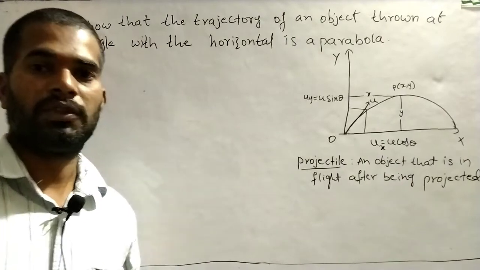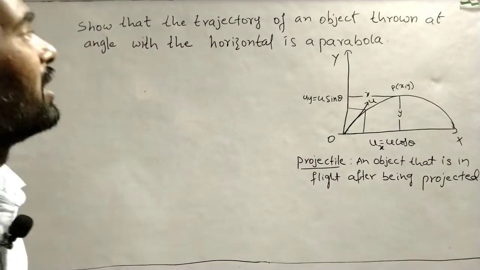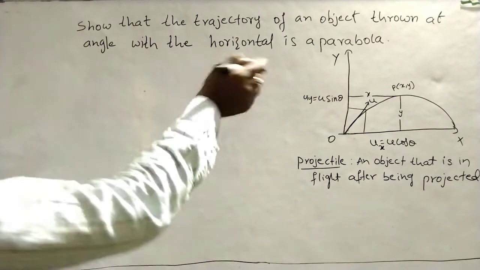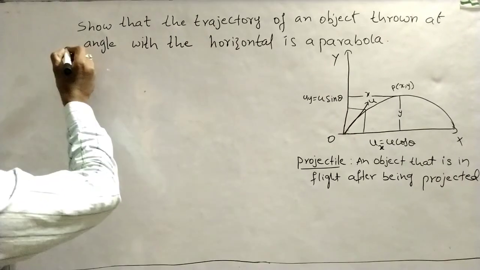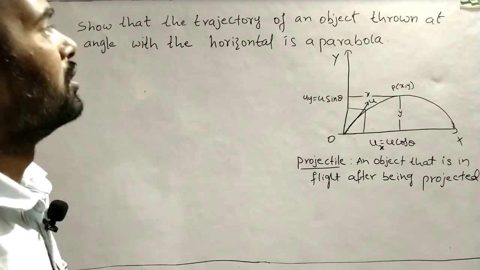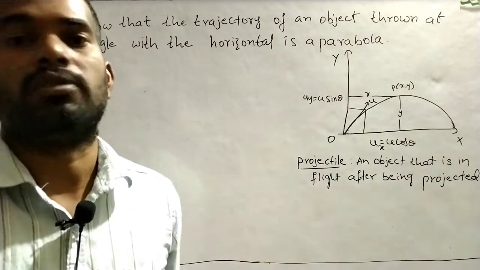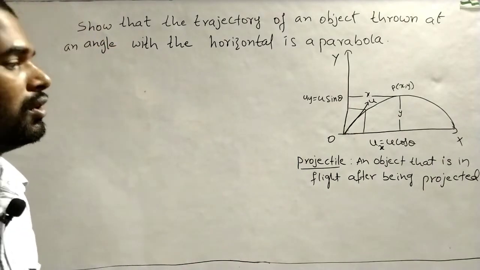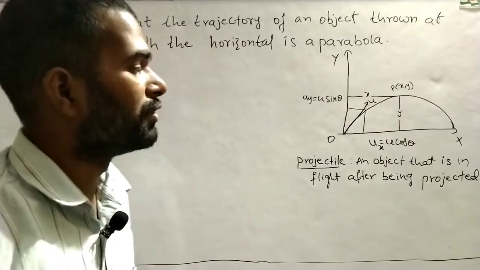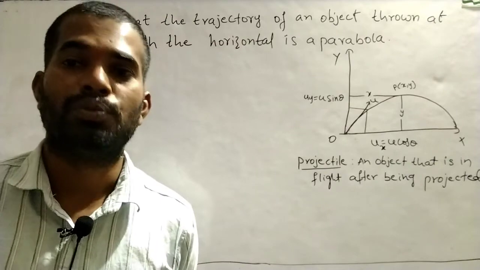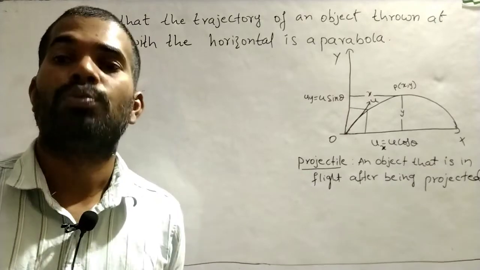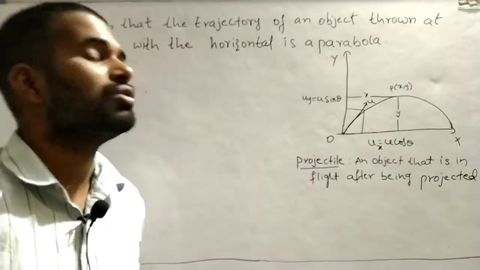Our question is, show that the trajectory of an object thrown at an angle with the horizontal is a parabola. Trajectory means path of the object. So here we can say projectile. The definition of projectile: an object that is in flight after being projected. Projectile means the flying of an object when it is projected from ground to height.